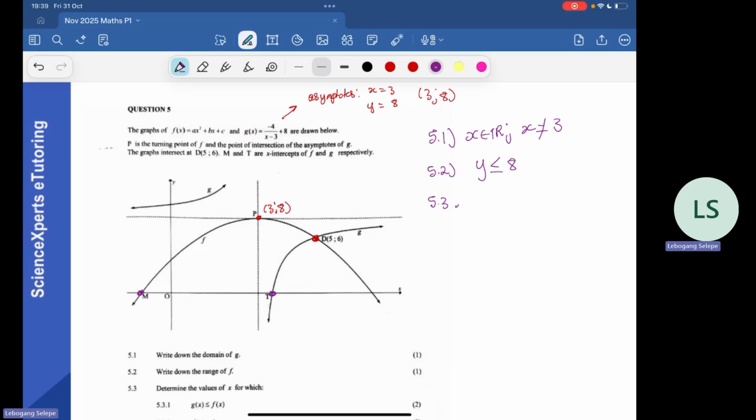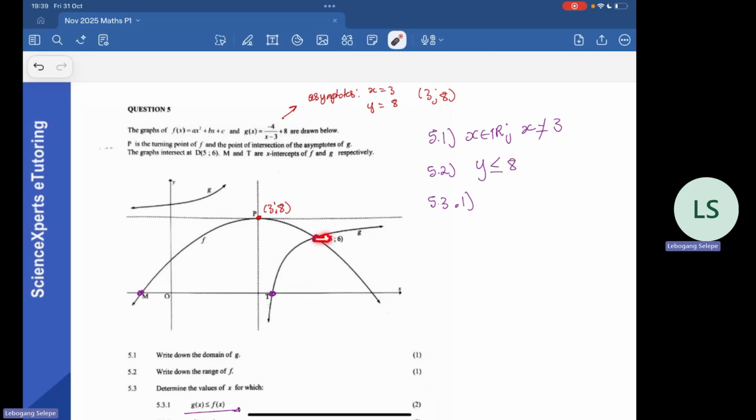5.3.1, right? Determine the values of x for which f(x) is bigger than or equal to g(x). So first things first, when you answer this question, go find the values where they are equal. That's the first thing. So they are equal here, right? So from this point, they are equal. Then ask yourself, if I move to the right of this point, what happens?